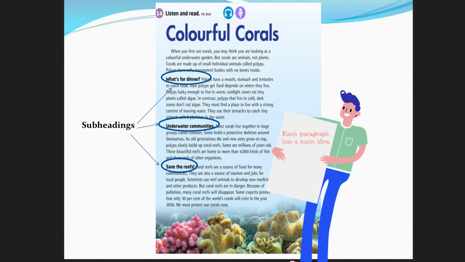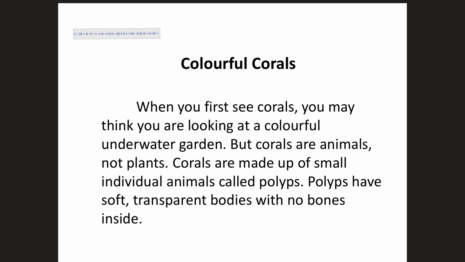Now, let's go back to the organizational structure. Each paragraph's got a main idea. The main idea, like its name suggests, expresses the most general idea that the writer wants the reader to take away. Main ideas are always stated in complete sentences. We are going to find the main ideas of each paragraph.